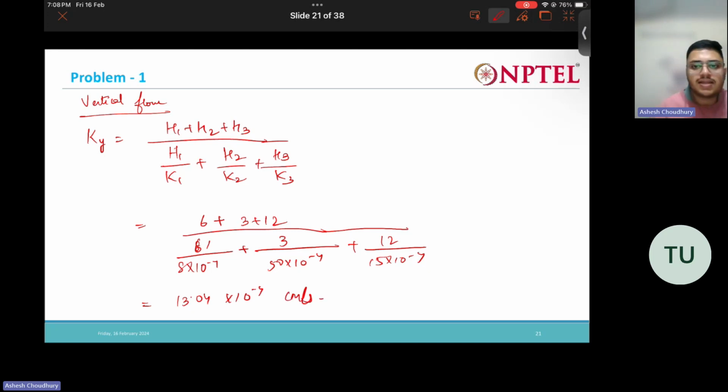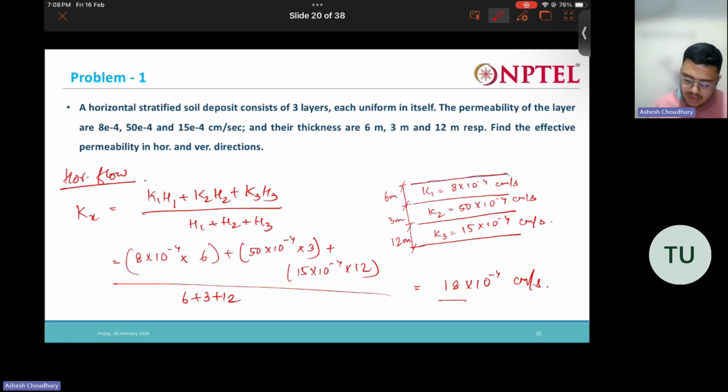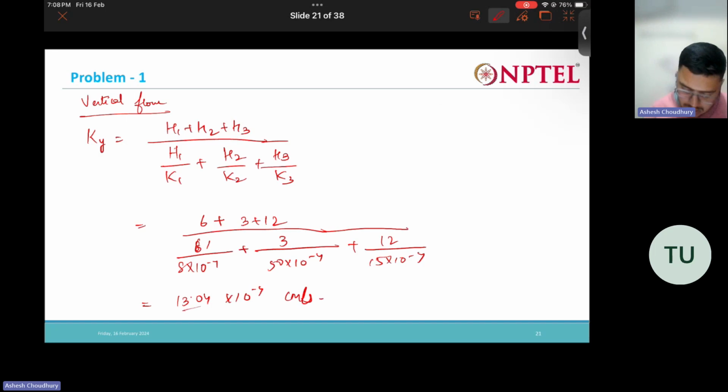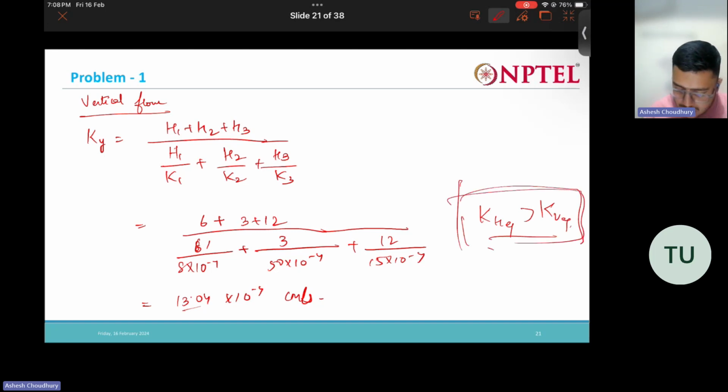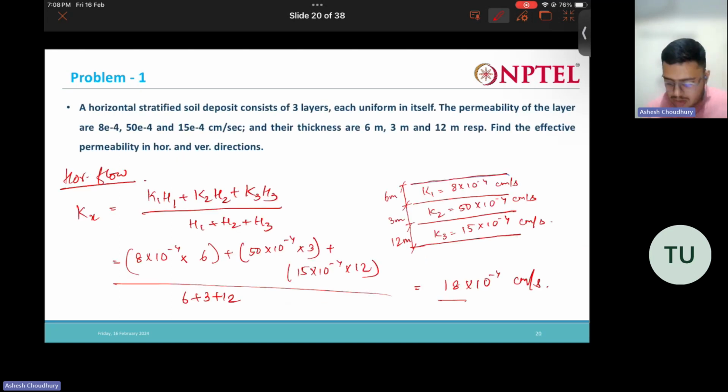So if you compare these two values, this is 18 and this is 13. So generally K horizontal equivalent is greater than K vertical equivalent. Okay, generally this is the case always. Horizontal is greater than the vertical. Okay? Always this will happen. Right? So very easy, all the values are given, so directly we can use the expression that you realized, for horizontal flow and for vertical.